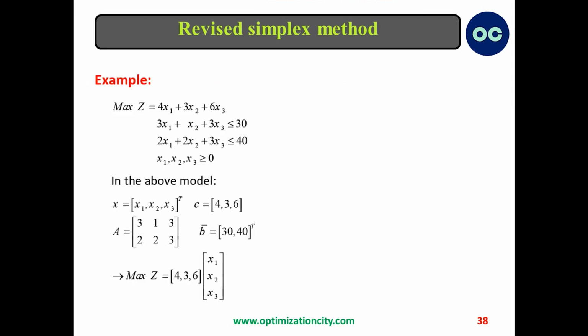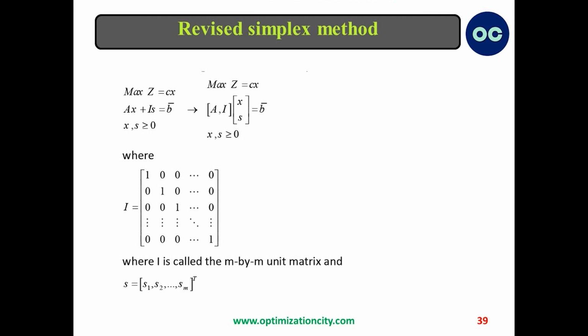In this example, we write a model as a matrix representation. So x is a vector including x1, x2, and x3 as the 3 decision variables. C is the coefficient of the decision variables in the objective function as a vector. A is the coefficients of the variables in the constraints as a matrix with 2 rows and 3 columns. And b bar is the right-hand side of the constraints. So we are going to maximize c times x.